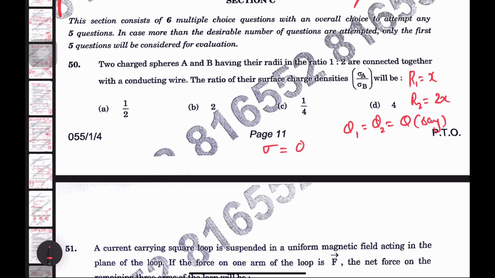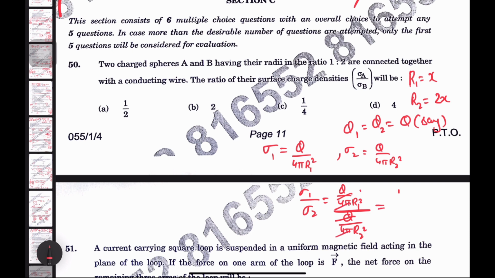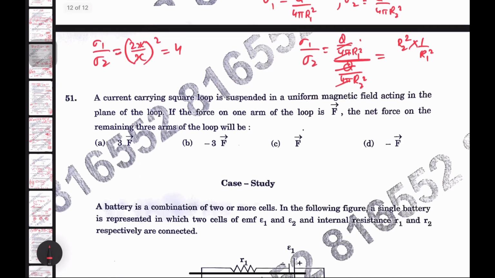We know surface charge density is equal to charge upon area. The area of a sphere is 4 pi r squared, so sigma 1 is q upon 4 pi r1 square, and sigma 2 is equal to q upon 4 pi r2 square. So sigma 1 upon sigma 2 is equal to q upon 4 pi r1 square divided by q upon 4 pi r2 square. Q and q cancel, 4 pi cancel. It is equal to r2 square multiplied by 1 upon r1 square. So sigma 1 upon sigma 2 is equal to (r2 upon r1) whole square. R2 is 2x and r1 is x, and we are left with 2 square, which is equal to 4. That is, sigma 1 upon sigma 2 is equal to 4. So D is the correct option for the 50th question.